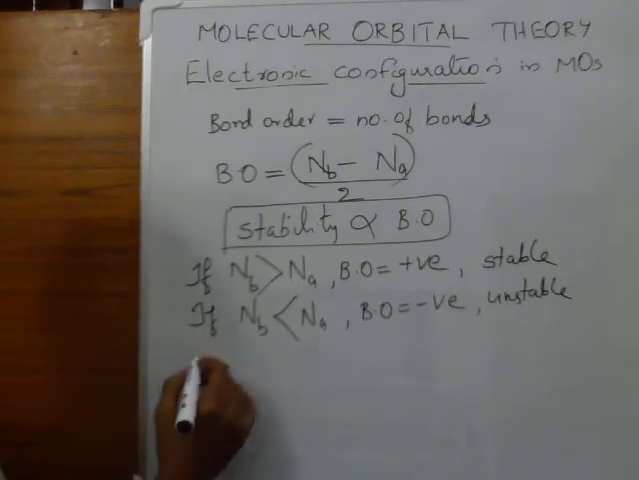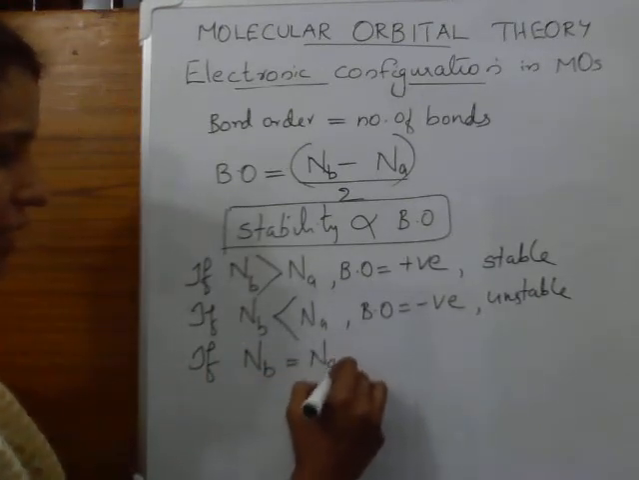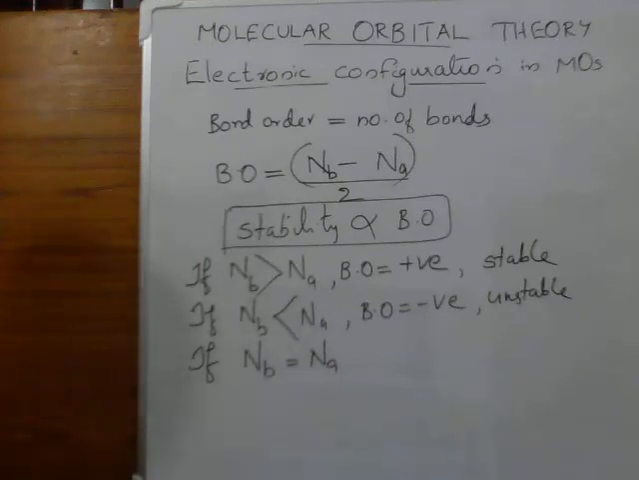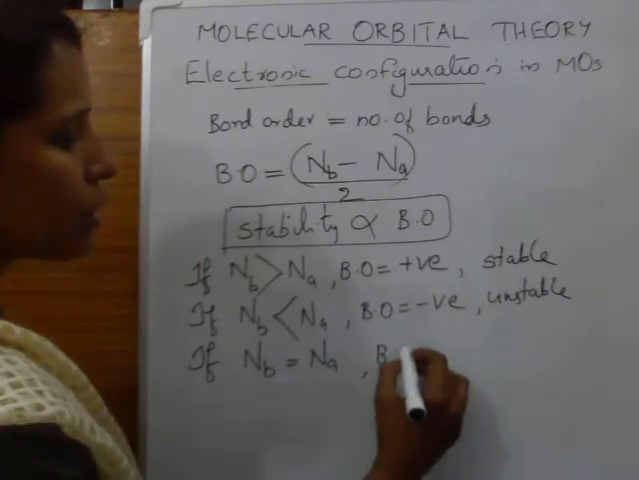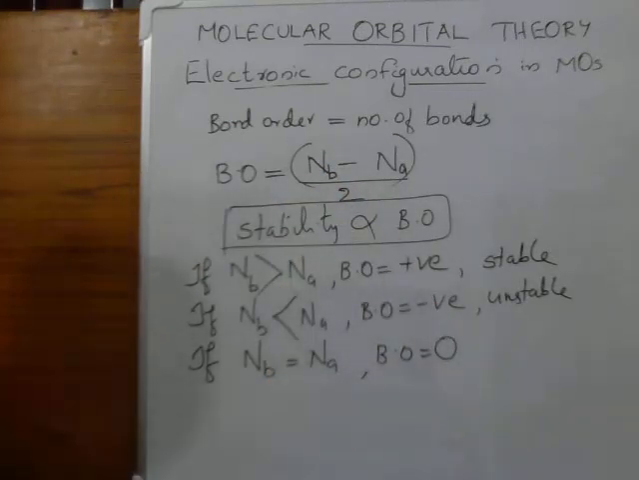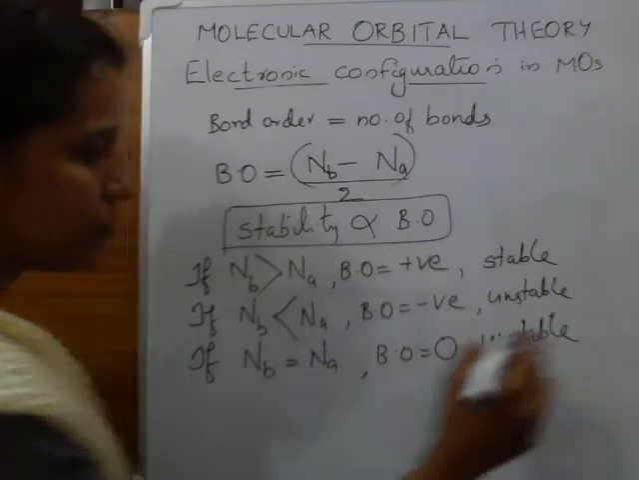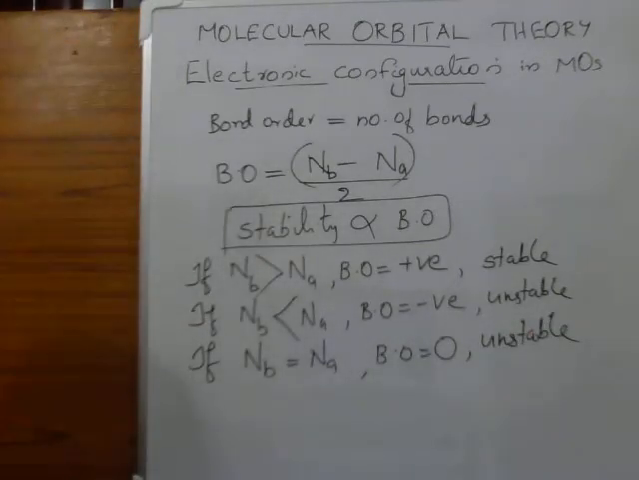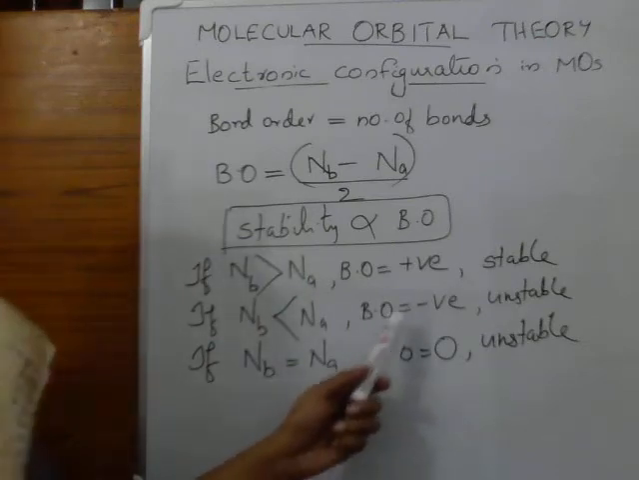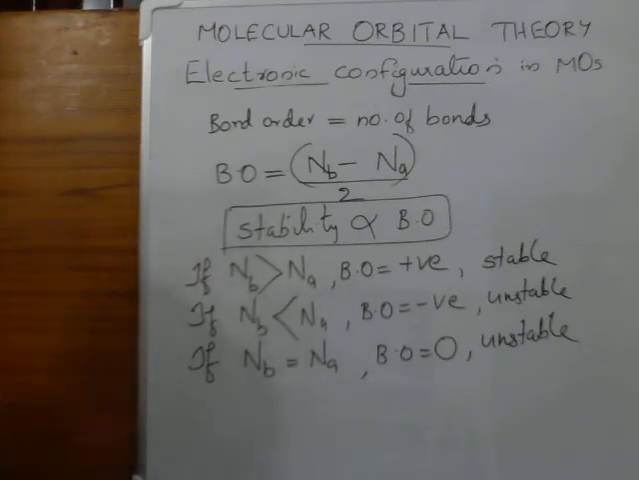We can write one more condition. If the two are equal, NB equal to Na, the same number of electrons in bonding and anti-bonding MOs, what will be the bond order? Bond order will be equal to 0. That again means an unstable molecule. So a molecule is stable if the bond order is positive. If the bond order is negative or 0, that means the molecule is unstable.